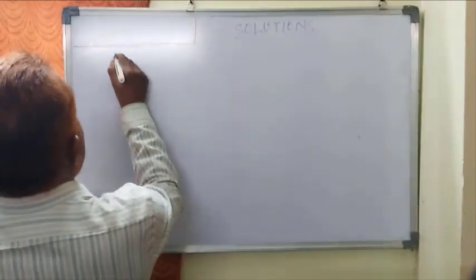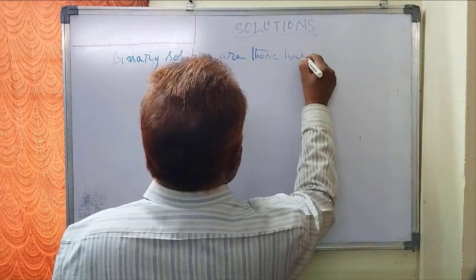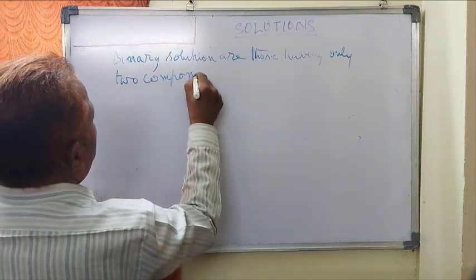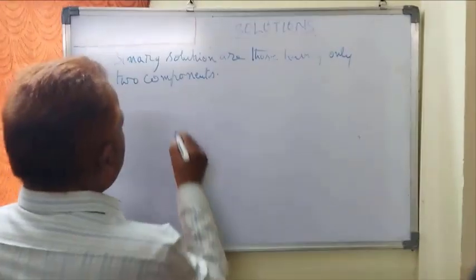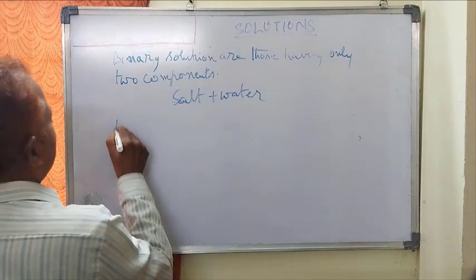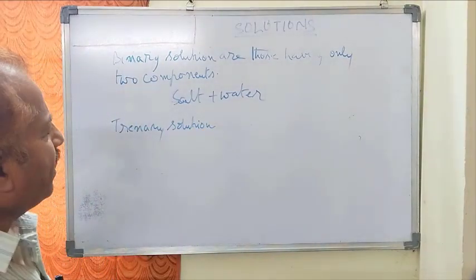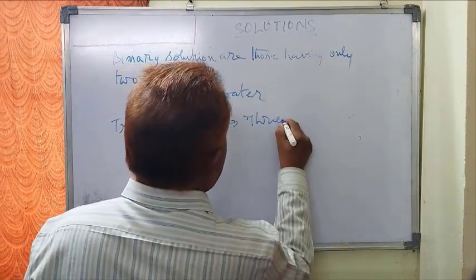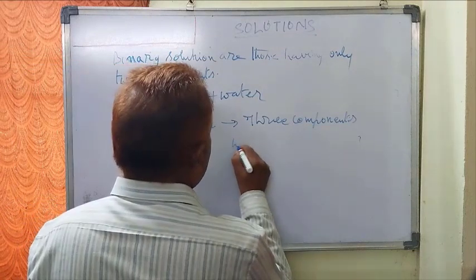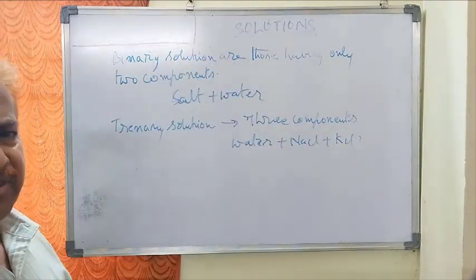Now let us see the binary solutions. Binary solutions are those having only two components, that is solute and solvent. For example, salt plus water, sugar plus water. Ternary solutions means solutions having three components, in which one component is a solvent, that is water, plus sodium chloride plus potassium chloride. This we can take as an example of ternary solutions.